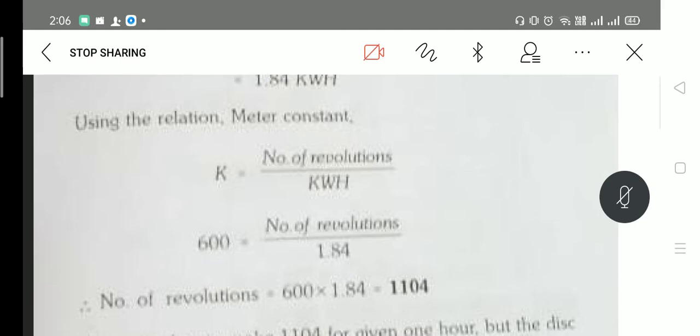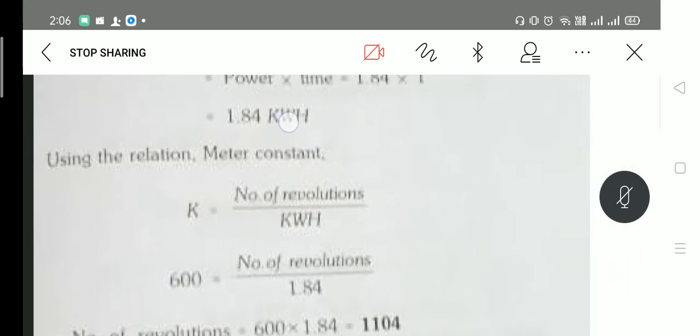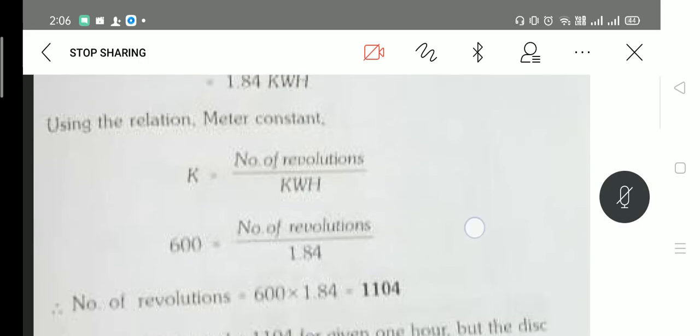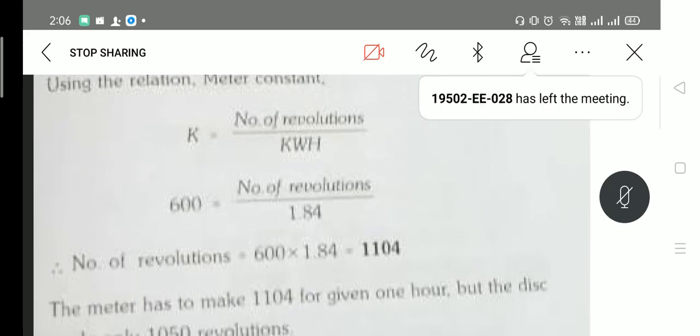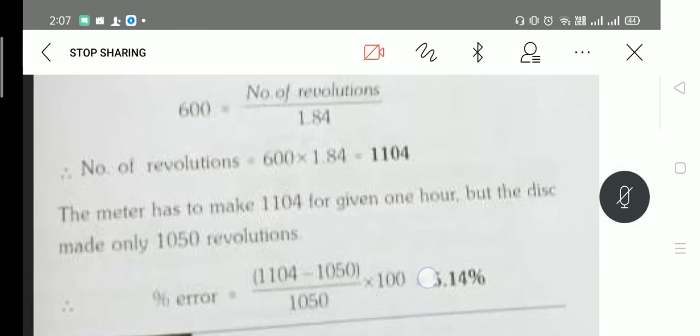Right, same formula as the second problem. So K is equal to number of revolutions by kilowatt hour. We know K value 600 and we found the energy also. So we substitute both the values 600 and 1.84. So from this the number of revolutions we will get is 1104. But he has given 1050 revolutions. From this we can find the percentage error. 1104 minus 1050 by 1050 into 100. Then we will get the percentage error.